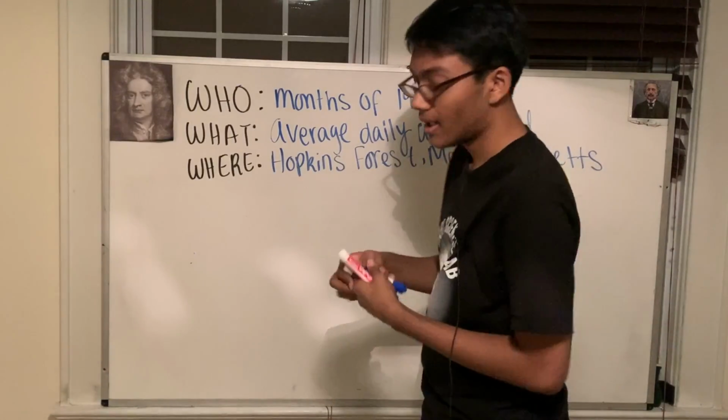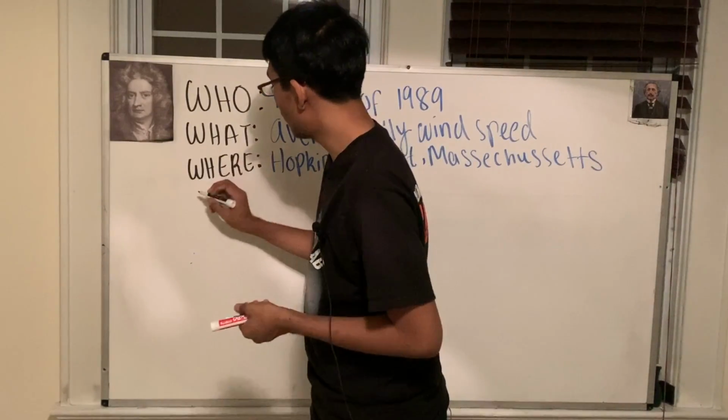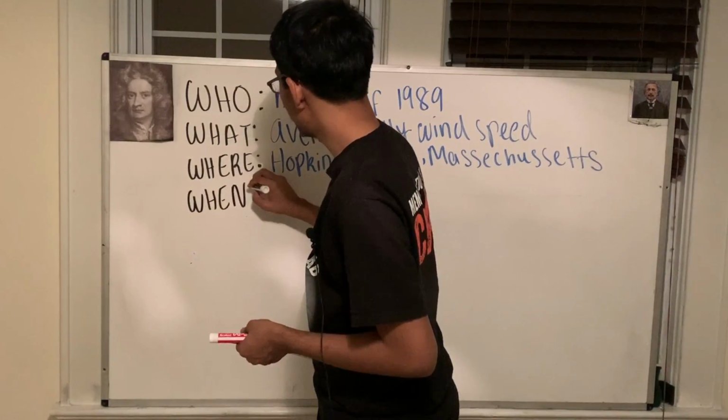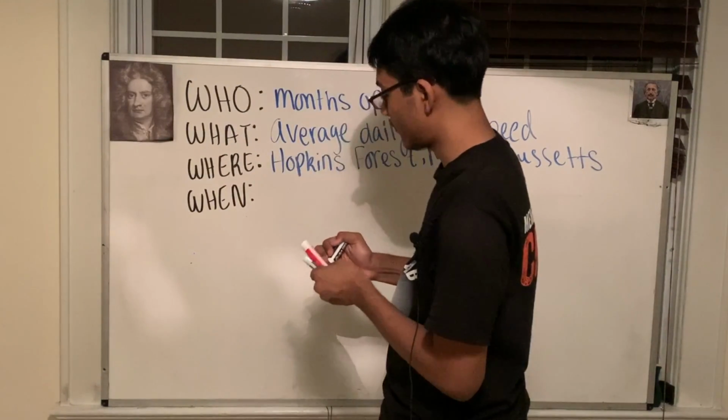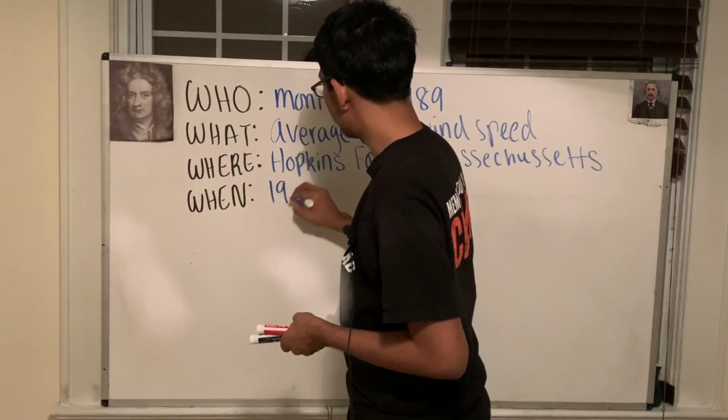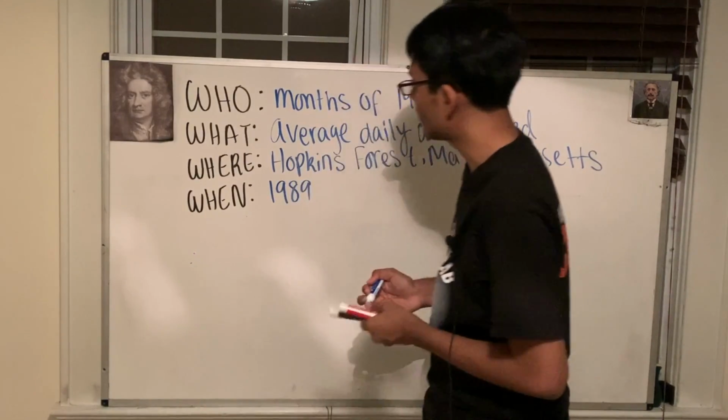Okay. And how about when? What's our when? Well, our when is 1989, right? That's the year we're focusing on. Of course, we can't focus on more than 1 year. Well, we can. It's just going to make our data a bit crazier.